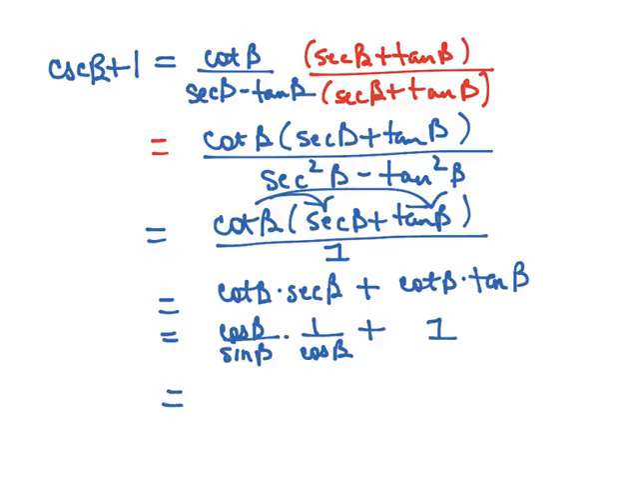Our first term, we have a common factor of cosine that will divide out. So we're left with 1 over sine plus 1, but 1 over sine is the cosecant because it's reciprocal. So we have made our right side look like our left side and proved the identity.